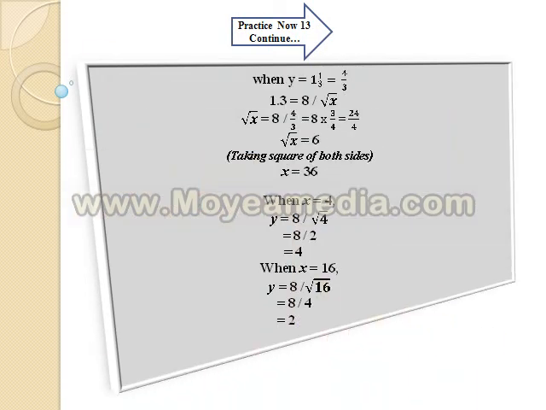And in the next column, you could see y is 1 and 1 over 3, a mixed fraction converted into improper fraction. 3 into 1 is 3, plus 1 is 4, 4 over 3. So again here we have to find the value of x. So 4 over 3 is basically 1.3. So in place of y I put 1.3, and you could see same manipulation what we did in the previous part over there.